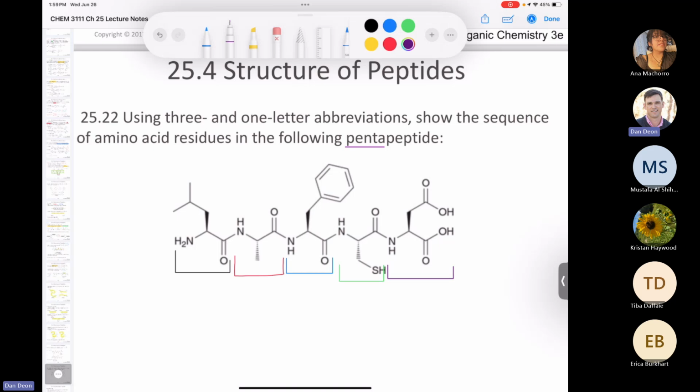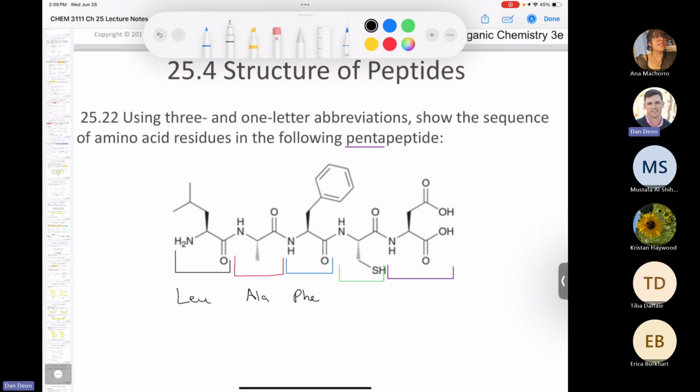Now remember, you don't have to memorize all the amino acids in this class. If we take a look at the first one, it's got an isobutyl group. So that is a leucine. Then here we have a methyl group, and so that's an alanine. Here we have a CH2, not CH3, but you replaced one of the hydrogens with a phenyl. So this is phenylalanine, which is PHE.